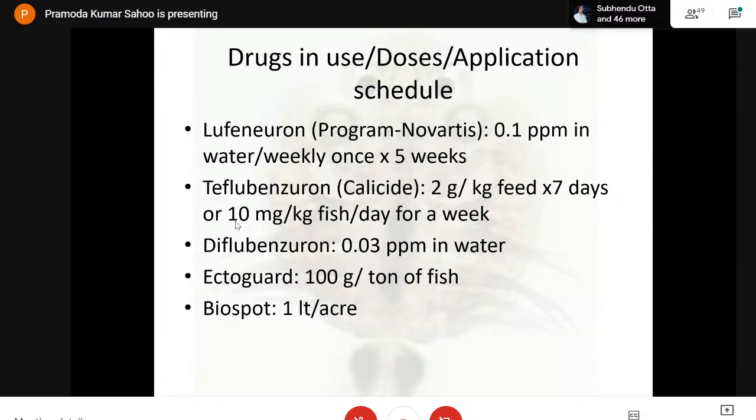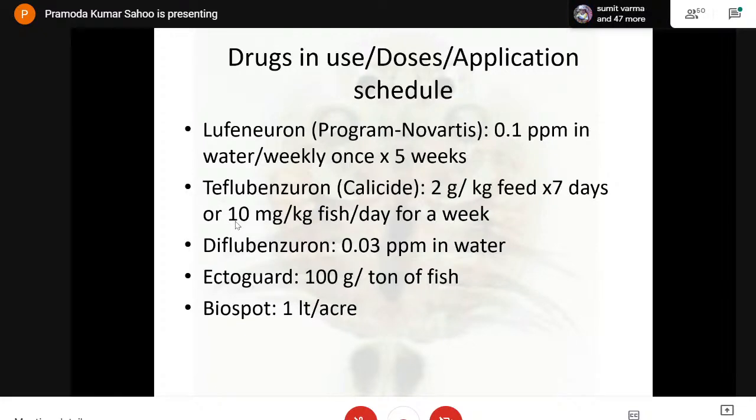Or you can go for the deltamethrin group of drugs. Deltamethrin is a pyrethroid, derived from the pyrethrum plant, a natural substance, and deltamethrin is the most closely similar synthetic derivative. If you are going to use the deltamethrin group of drugs, it is highly metabolizable and very easily degraded in the aquatic environment.